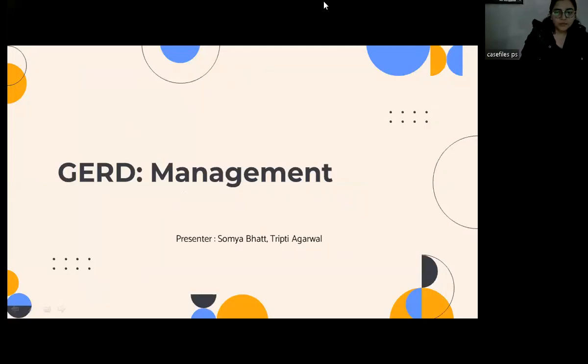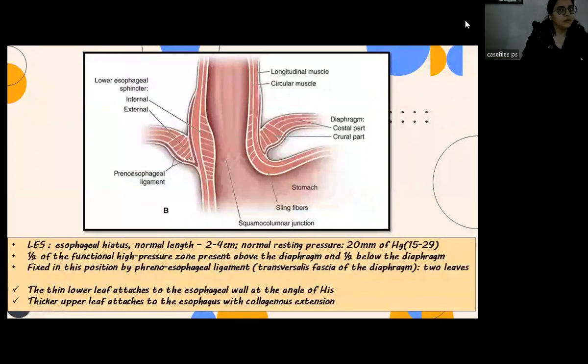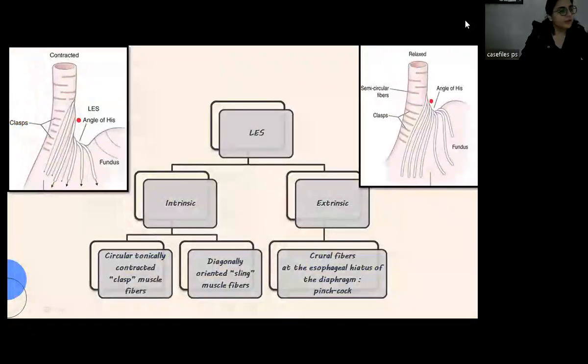Now moving on to the management of GERD. As you all know, and as has been previously described, the lower esophageal sphincter has 2 main components: one is the intrinsic component and one is the extrinsic component. The intrinsic component primarily comprises the circular tonically contracted muscles, which form the clasp muscle fibers, and the diagonally oriented sling muscle fibers, which can be seen here. These are the clasp fibers and these are the sling fibers.